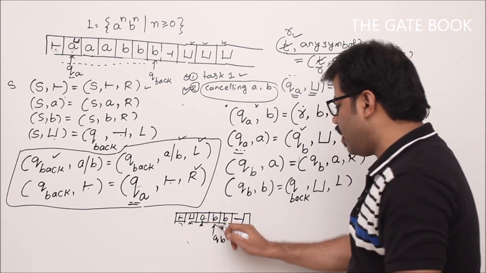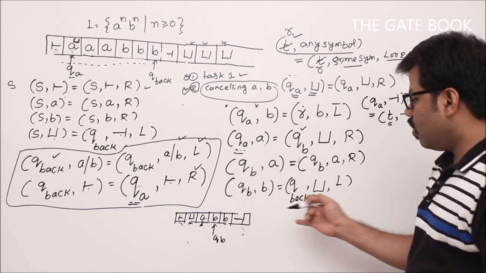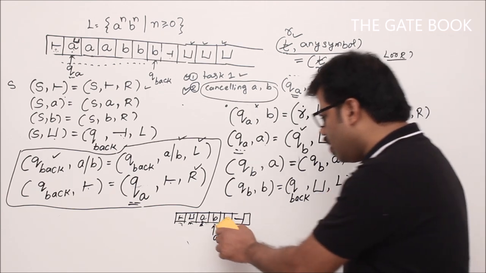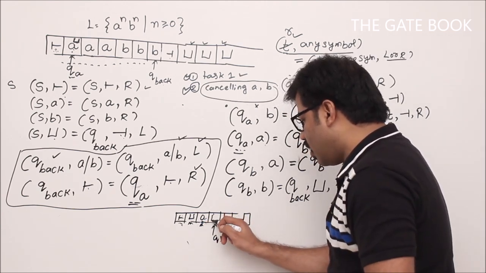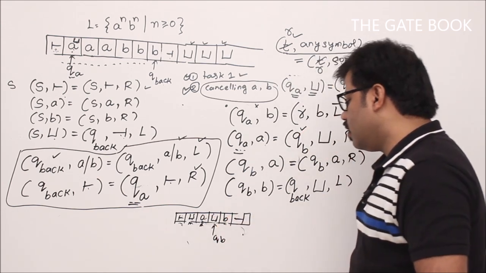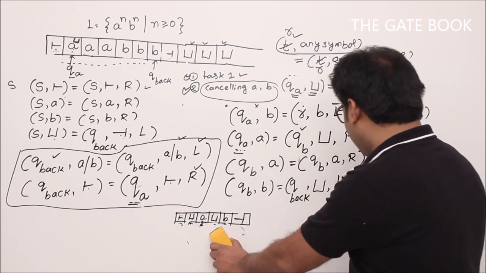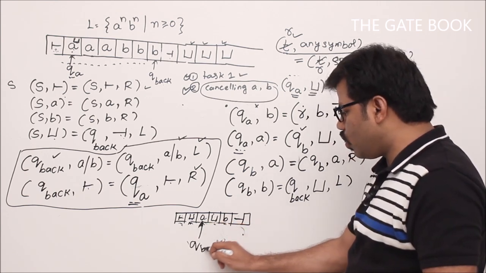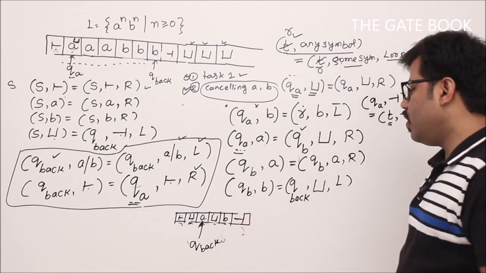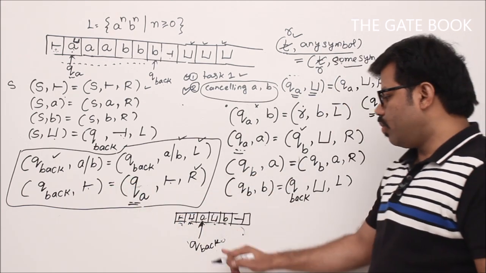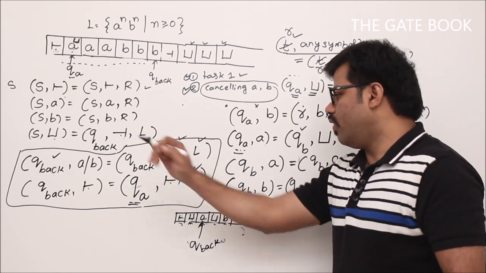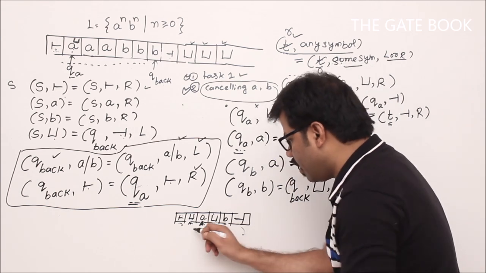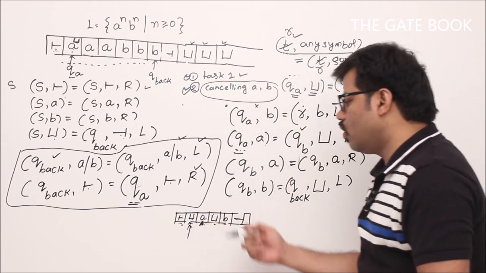Okay, now QB on B, then go to Q back. Okay, change your behavior, but before that the modification is to make it blank. Yes, see what we are doing? We cancelled one A, one B, then we changed our duty. We should go left side. Okay, I'm going to left side, but I gave that control to Q back, fine. So when you are in Q back, what to do? Simple, A or B, simply go left, but when you see the left end marker, stop and go right. Okay, then Q back and A, go left, Q back and blank, go left.